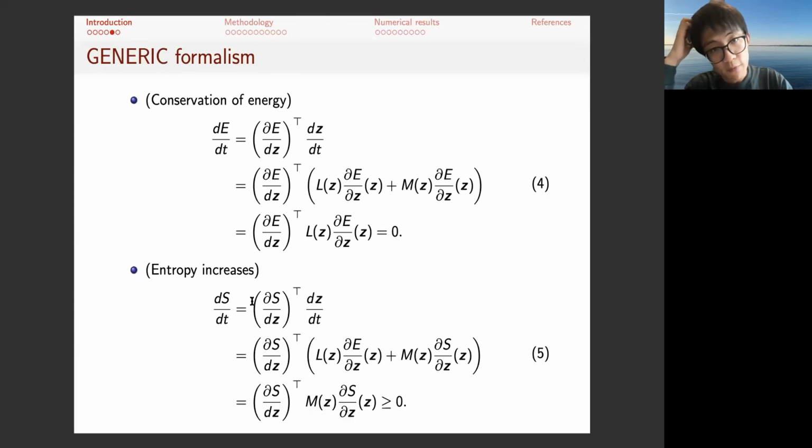So to convince you that this generic formalism is important, there are two simple theorems, basically saying that if we assume that our state variable z is generated from the generic formalism, then we will automatically have the first and second law of thermodynamics, in the sense that dE/dt will be equal to 0, while dS/dt will always be larger than or equal to 0.